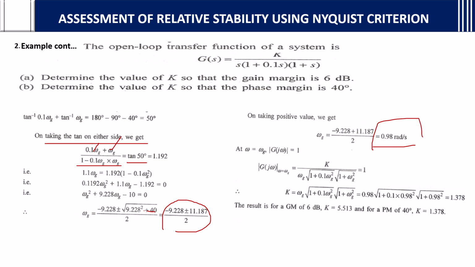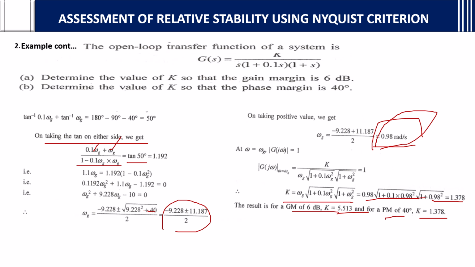As you know, to find K at the gain crossover frequency, we write the magnitude of G of j omega: K by omega g root of 1 plus 0.1 omega g squared, root of 1 plus omega g squared, equals 1. So K will be equal to this. As you already got the gain crossover frequency omega g, if you put it in this, you will get 1.378. So for GM 6 dB, you got the K value as this. For PM of 40, the K value is this. This is the way you need to calculate.